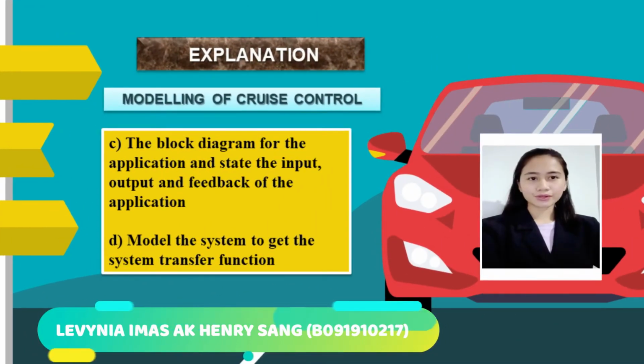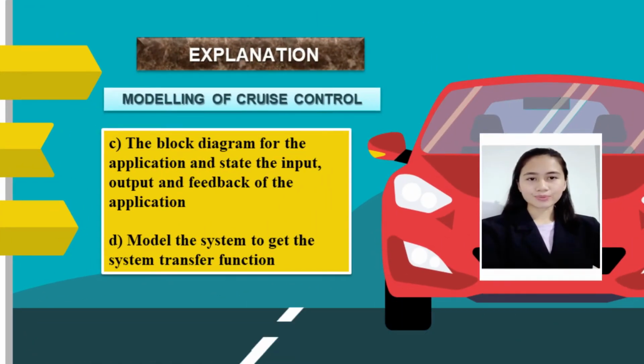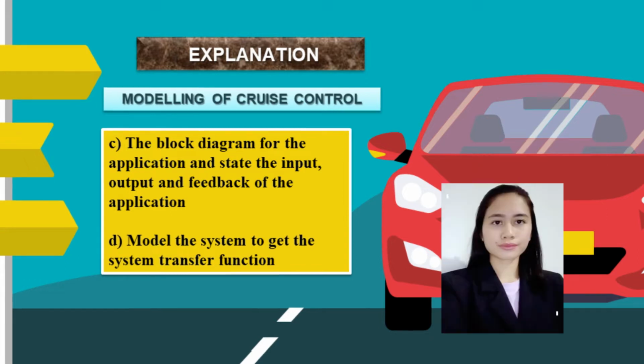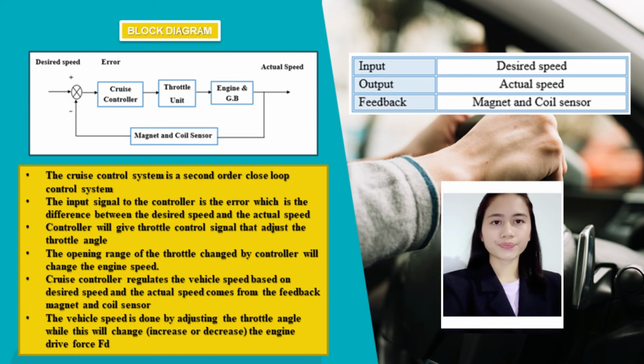I will present the block diagram for the application and state the input, output and feedback of the application and model the system to get the system transfer function. Block diagram. The cruise control system is a second order closed loop control system. The input signal to the controller is the error, which is the difference between desired speed and the actual speed. According to this error, the controller will give the throttle control signal that adjusts the throttle angle.